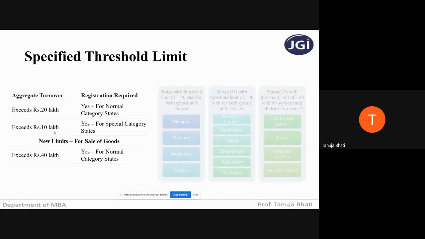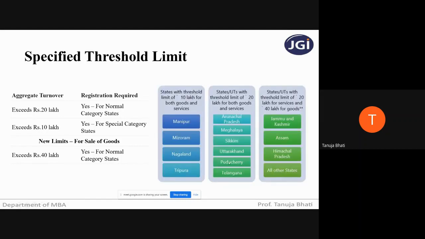Now, let us understand which are these states. States with threshold limit of 10 lakhs for both goods and services. See students, for both goods and services, for special category states, if the limit is exceeding 10 lakhs, when I'm talking both goods and services, which are the special category states? Manipur, Mizoram, Nagaland and Tripura.